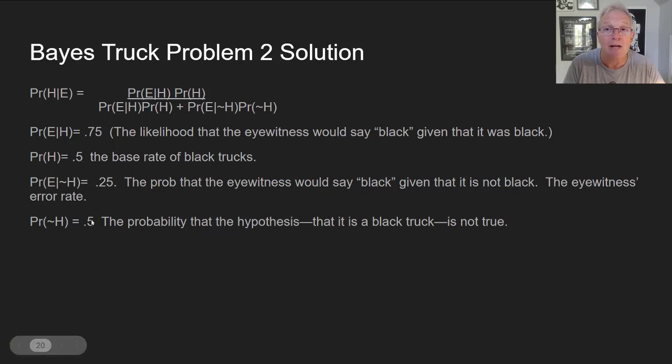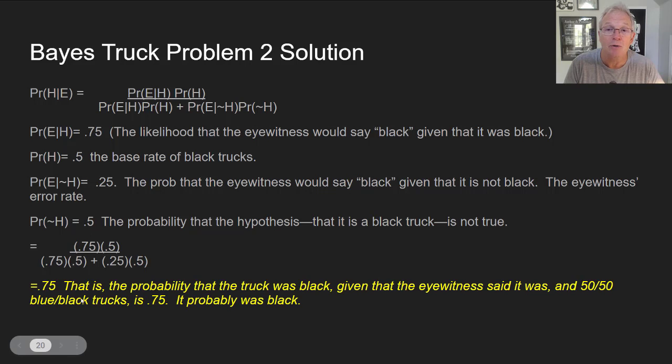So now we've changed those two numbers. We've changed the distribution of black and blue trucks in the population. When you plug those numbers into the equation and run the numbers, you get 0.75. Okay, so that is the probability that the truck was black, given that the eyewitness said it was, and a 50-50 blue-black truck distribution is now 75%. That's to say it probably was black.